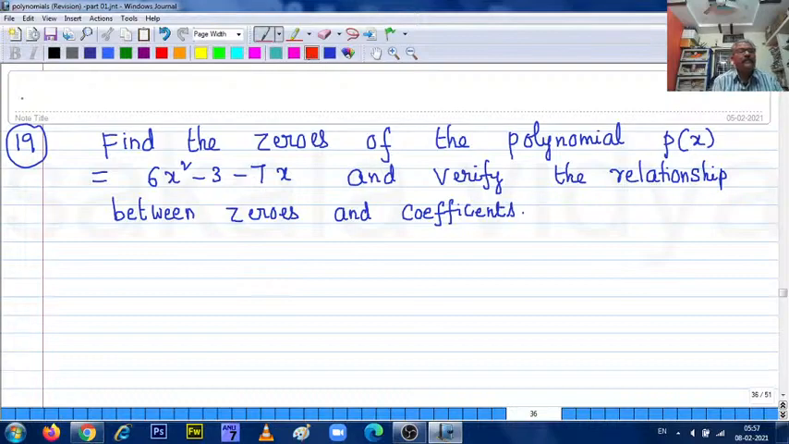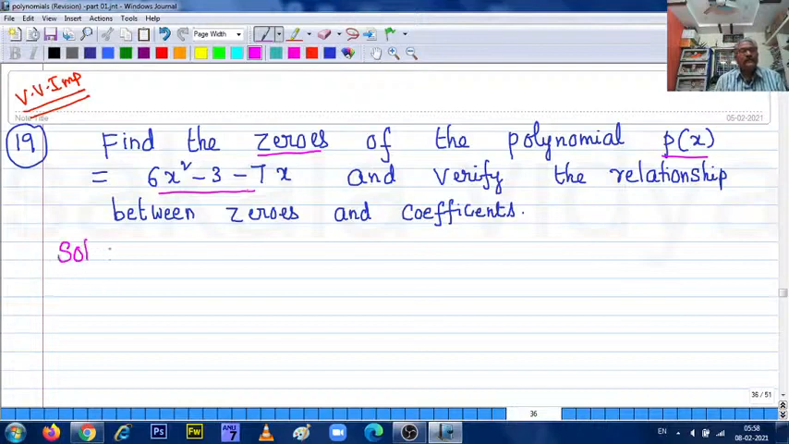This is a very important problem. Definitely an expected question in the examination. This model you need to practice more. Okay, how could we proceed? Here first let us make it two parts. First find the zeros of this polynomial. After that say alpha and beta. Find the sum of the zeros, alpha plus beta, and the product of the zeros, alpha beta. Then make the relationship between the coefficients. Okay, let us solve it now.